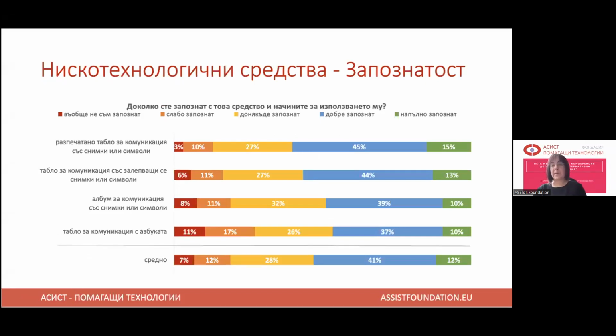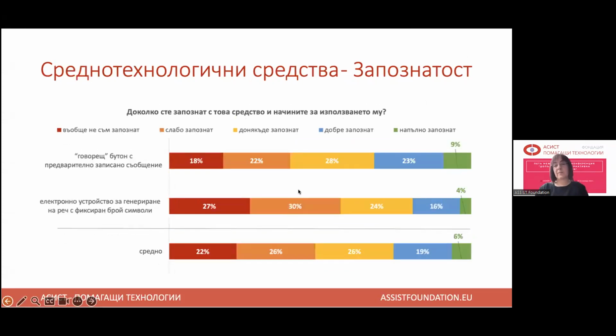First, I'm going to tell you about how well aware they are. The questions have been posed for different AAC needs, but what you see as totals at the bottom of the slide is that 7% say they are hardly aware at all, 12% are weakly aware, 28% somewhat aware, and 41% are well aware, and 12% are fully aware. So these are the answers of the participants.